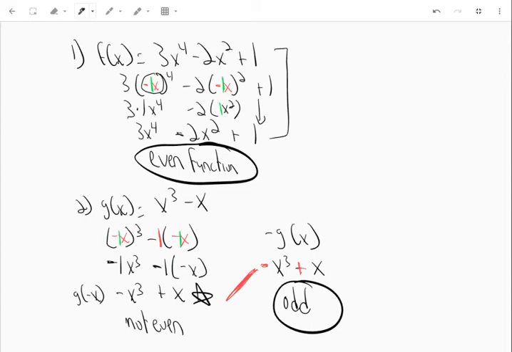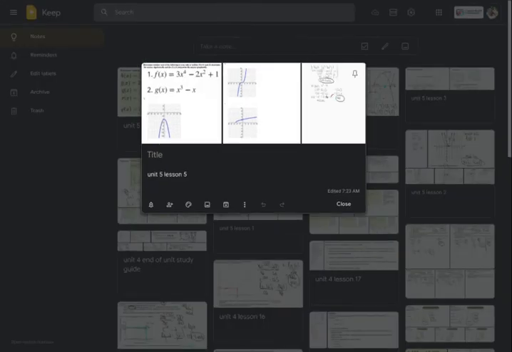So again, we first check whether it's even or not. We do f of negative x, by replacing x with negative x and then simplifying. If we get the same thing as the original function like we did in number 1, that means it's even. If we don't, that means it's not even. If we determine that it's not even, then we now have to check whether it's odd or not. In the case of number 2, we have to compare f of negative x, or in this case, g of negative x, to negative g of x. And when we compared those two things, we got the same thing. So we determined that it was odd. Okay, that's how we do it algebraically.